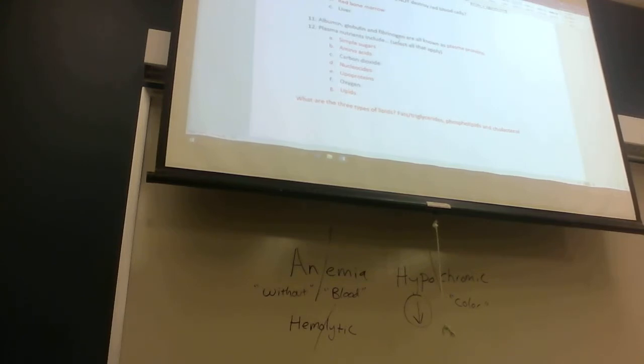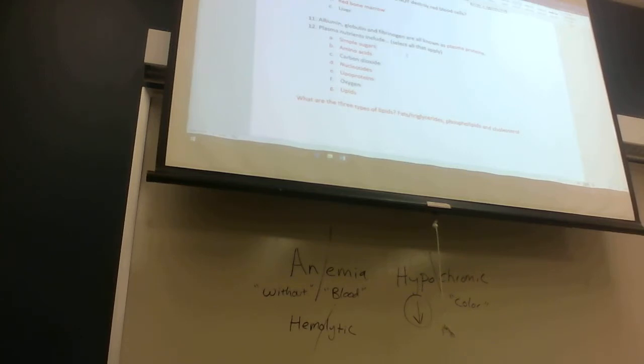The next statement, albumin, globulin, and fibrinogen are all known as plasma proteins. So your blood is made up of plasma, red blood cells, nutrients, gases, all this jazz, and also plasma proteins. And plasma proteins are really important for fluid regulation. Oh, and there are nutrients there.